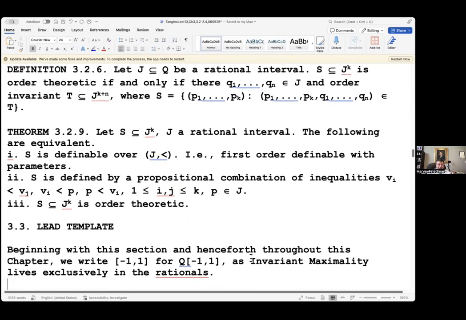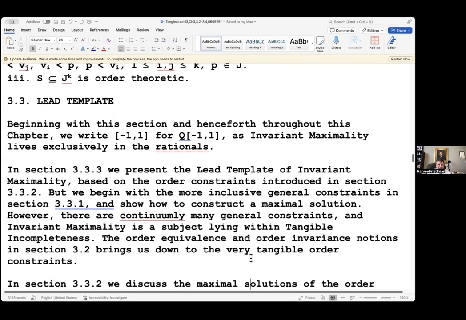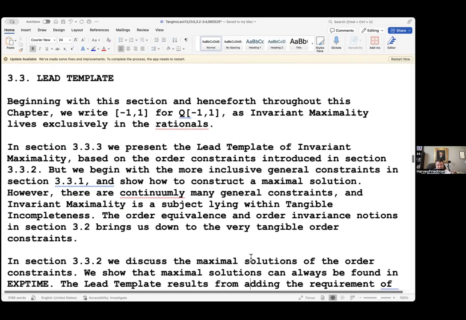Now we get to the lead template. Actually, we start off with some boldface stuff, but we're always going to write [-1,1]. We're going to leave the Q off since we know that we're only talking about rationals in this chapter, and in invariant maximality, we only talk about rationals. Section 2, which was about real functions, was an introduction with core mathematical connections, and there it was more natural to talk about real functions. But here we're talking about only rationals now.